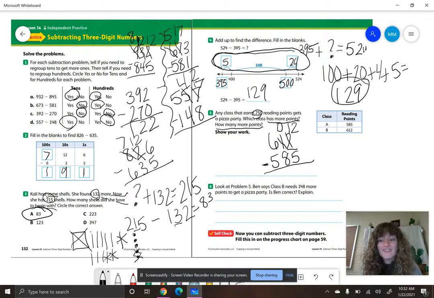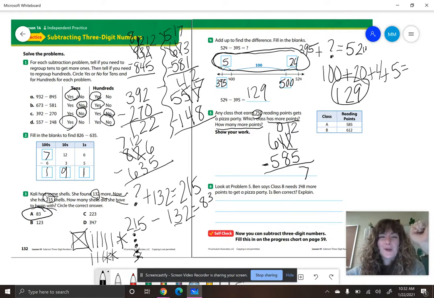I can start at 5 and count to 12 if I can't do that in my head. 5, 6, 7, 8, 9, 10, 11, 12. How many ones are left? 7 ones. Okay, now we go to our tens place. I have 0 tens now in my tens place, and it wants me to take away 8. Can I do that? Nope.